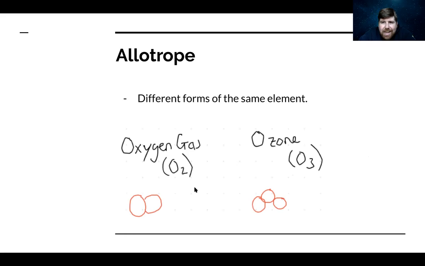Now, they contain the same oxygen atom, but they contain different amounts, and that makes them chemically different. Ozone, as we know, is really good at absorbing ultraviolet radiation, hence why we have protection from the ultraviolet radiation which comes from the sun. Oxygen gas, not so much.